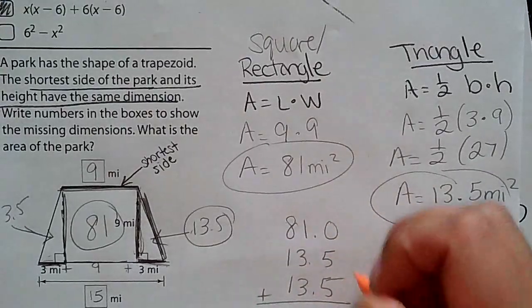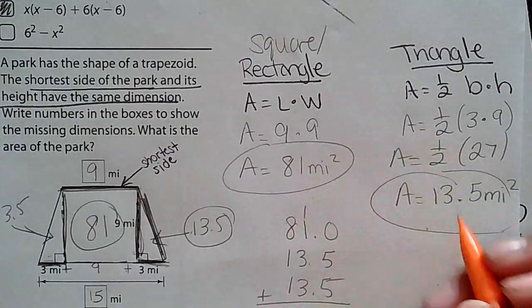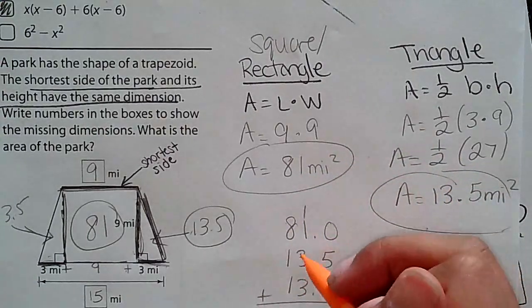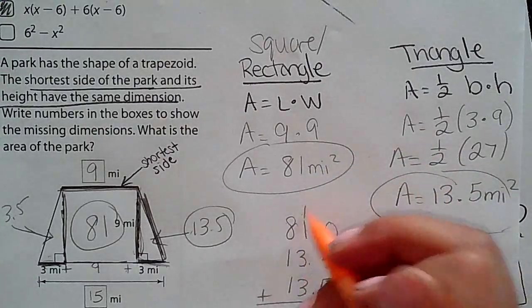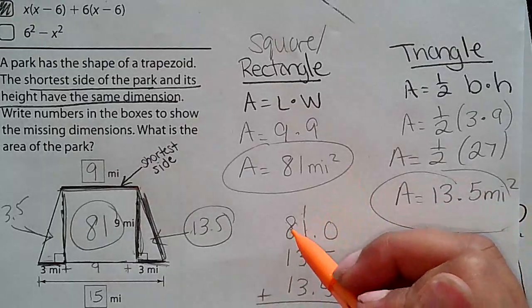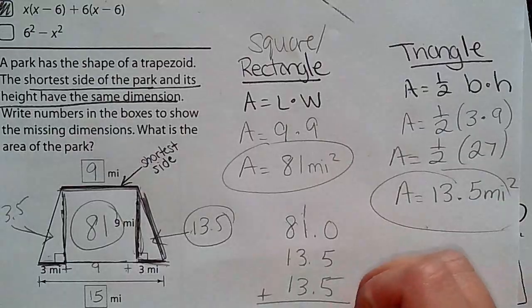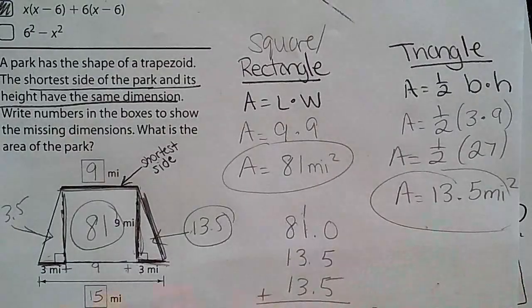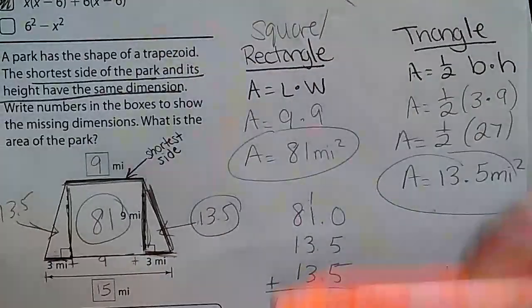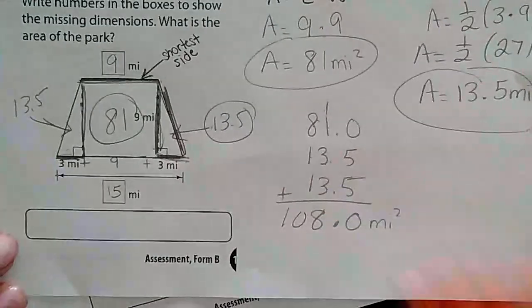5 plus 5 is 10. Carry the 1. Bring the decimal point down. 3 plus 3 is 6. 7, 8. And then 8, 9, 10. So we get 108 miles squared. So I'm going to put my answer over here. Oops, sorry. You guys missed this part. 108 miles squared.